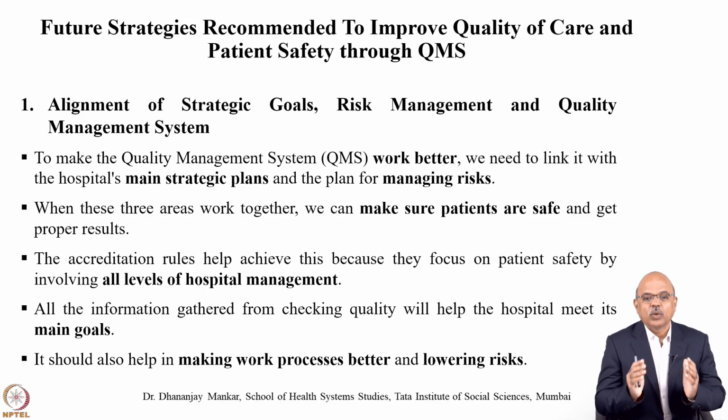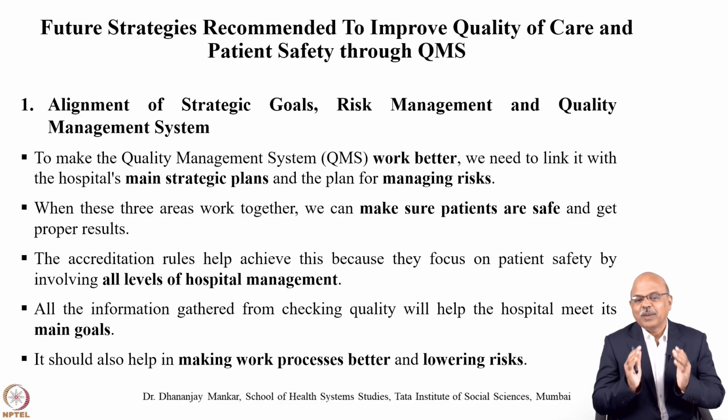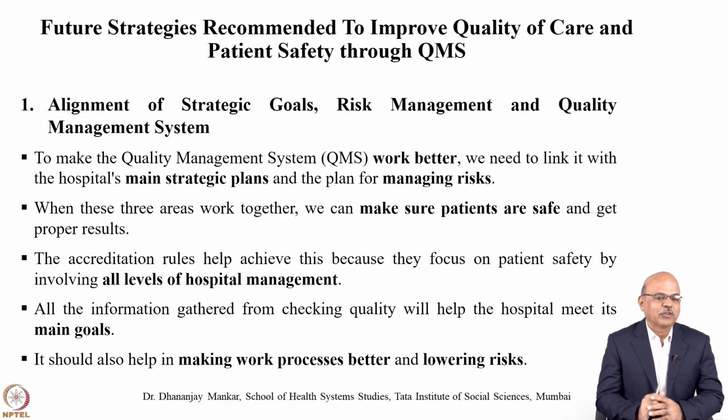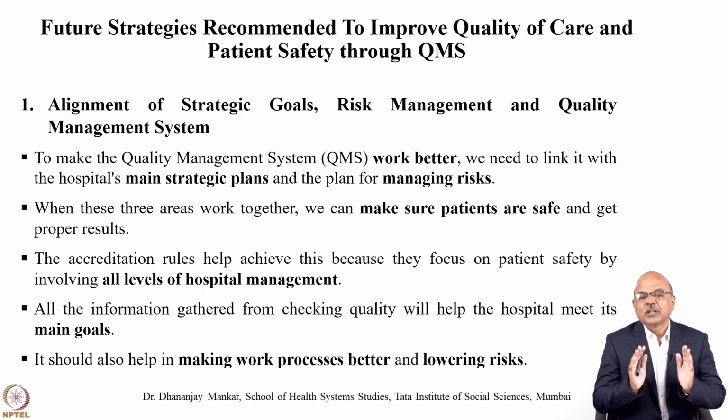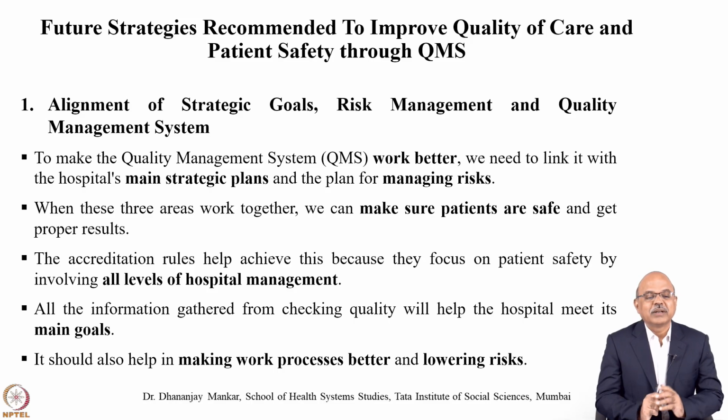When these three areas work together, we can make sure patients are safe and they get the best results. The accreditation rules help achieve this because they focus on patient safety by involving all levels of hospital management. All the information gathered from checking quality will help the hospital meet its main goal. And thereby we find that the main goals of the hospital need to have quality in it. It should also help in making work processes better and lowering the risk.